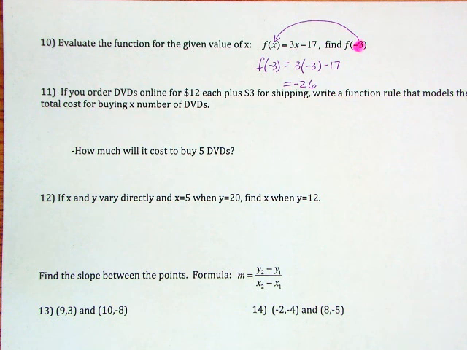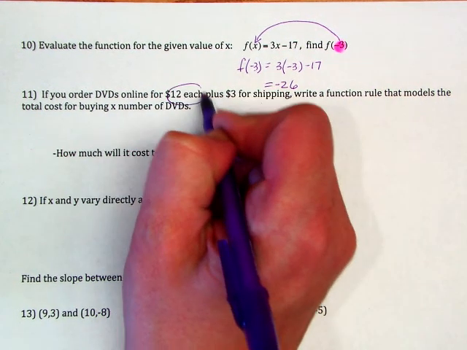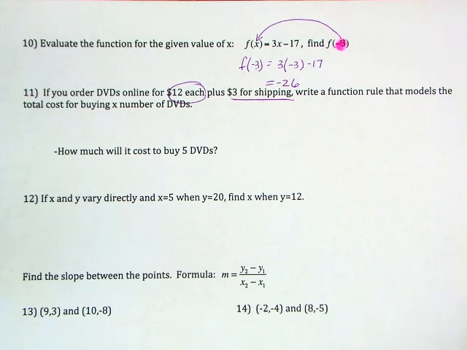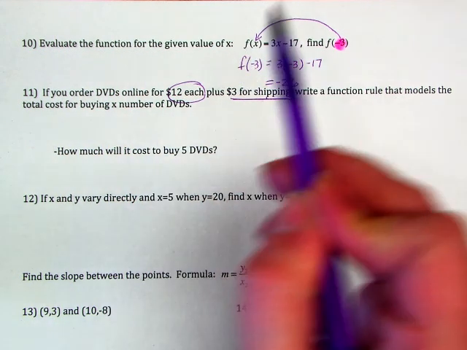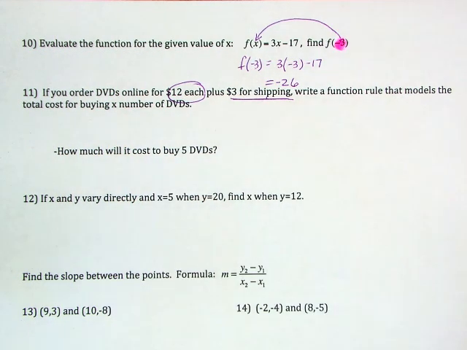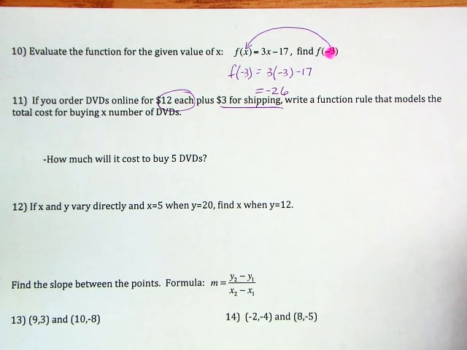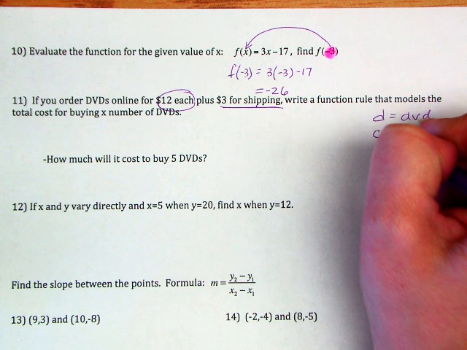Now I know when we get to number 11, a lot of you panic. Follow the models we've done in class. If you order DVDs, it's $12 each plus $3 for shipping. The flat fee is $3. What changes is $12 every time we buy more and more DVDs. Write a function rule to model this. So let's use D for DVD and C for cost.